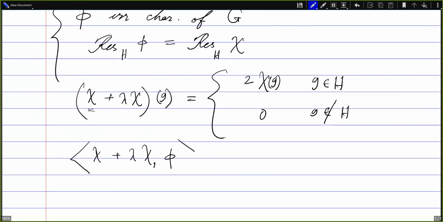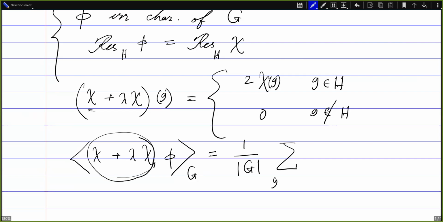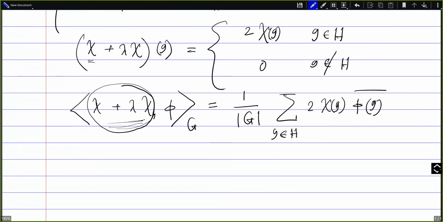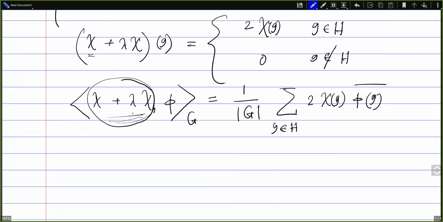So the inner product of this with chi, according to the definition, is just the value of this at the point g, where g is in G. And for that we know that if g is outside H, then that vanishes. So therefore the inner product just turns out to be 2 times chi g times phi g bar, because when g doesn't belong to H, this just vanishes.